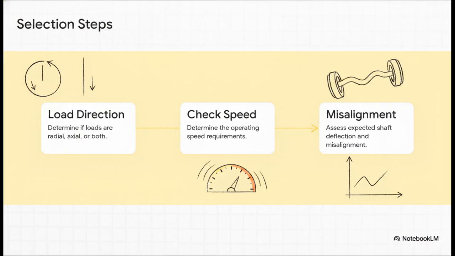This is it, the master formula. Please don't just open a catalog and pick a size. Step 1, note the load direction. Is it radial, is it axial, or is it both? Step 2, determine the operating speed. Step 3, assess the expected shaft deflection and misalignment. Just following this exact 3-step sequence before you ever even look at dimensions will put your bearing choices ahead of 90% of what gets designed in a hurry.